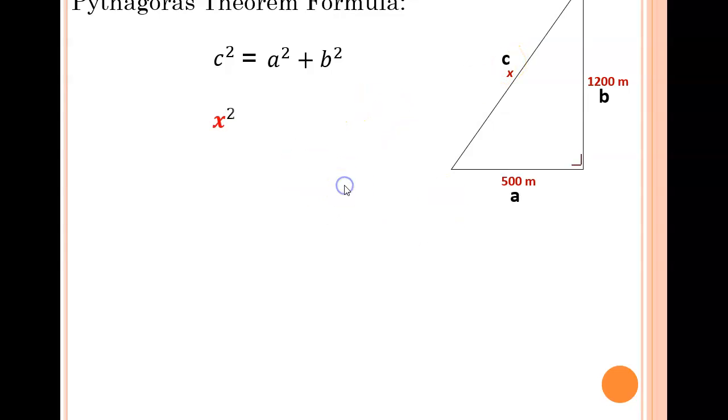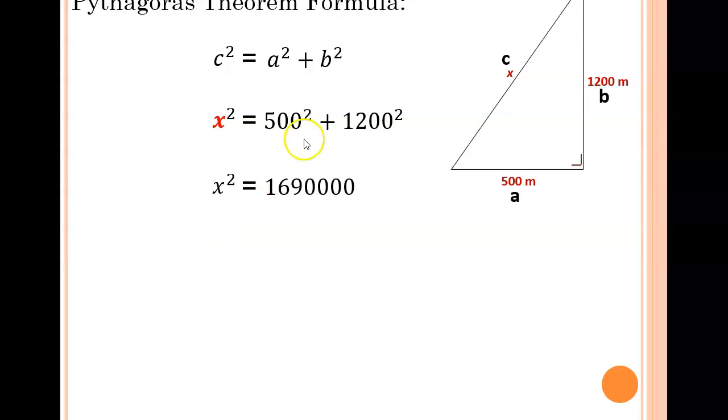So then we start substituting in. c, of course, is x. We substitute that in instead of c. a is going to be 500. We substitute that in for a, and we substitute 1200 in for b. So that's x squared is equal to 500 squared plus 1200 squared. So x squared stays the same, and we work out this with our calculator, 500 squared plus 1200 squared, and we get 1,690,000 actually. And then we've got x squared is equal to this.